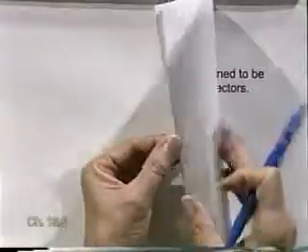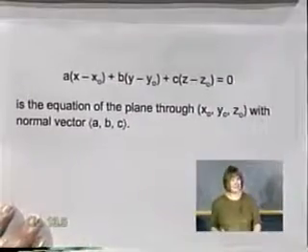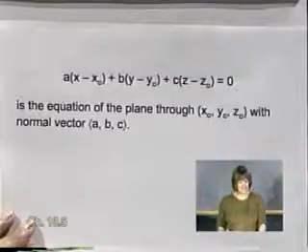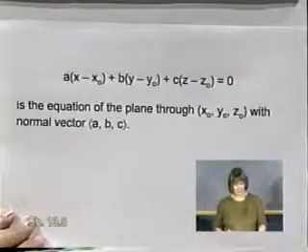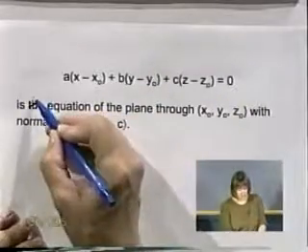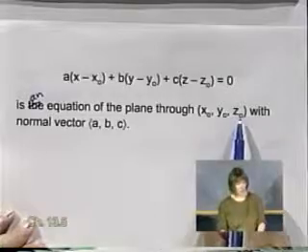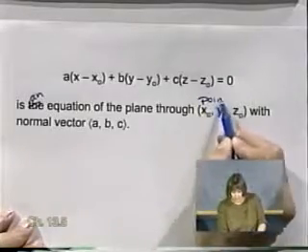Now I have it typed up to look prettier, so let's pull it up. Right there it is. A times x minus x naught plus B times y minus y naught plus C times z minus z naught equals 0. Instead of the equation, I should say an equation of the plane that goes through the point x naught, y naught, z naught. This is the point on the plane.